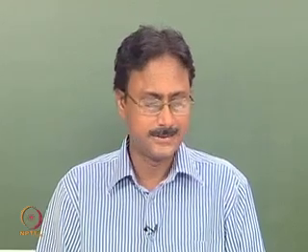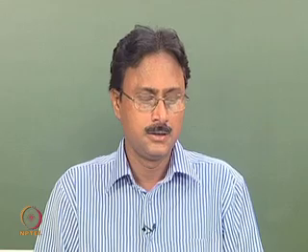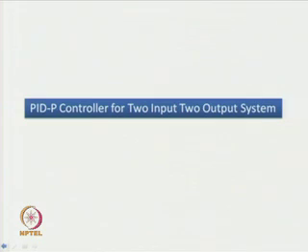Today's lecture is on PID controller for 2 input 2 output systems. The control of 2 input 2 output processes is more difficult than the SISO processes, mainly due to the interactions between the loops. 2 input 2 output systems are from the family of multi input, multi output systems. Many methods have been proposed earlier in the literature for the design of controllers for 2 input 2 output processes.